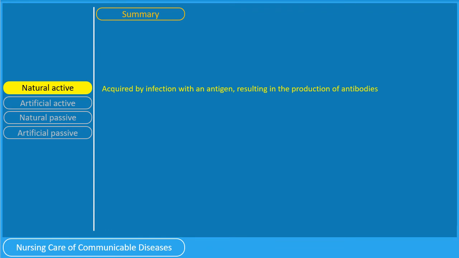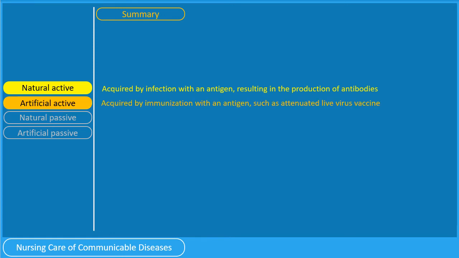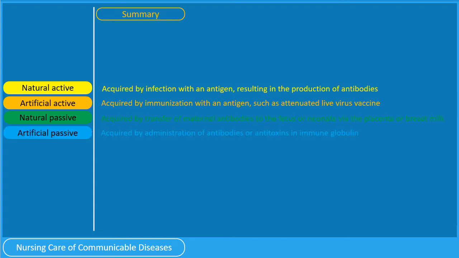Natural active immunity is acquired by infection with an antigen, resulting in the production of antibodies. Artificial active immunity is acquired by immunization with an antigen, such as attenuated live virus vaccine, resulting in the production of antibodies. Natural passive immunity is acquired by transfer of maternal antibodies to the fetus or neonate via the placenta or breast milk. And artificial passive immunity is acquired by administration of antibodies or antitoxins in immune globulin.